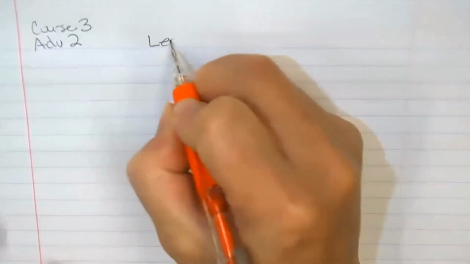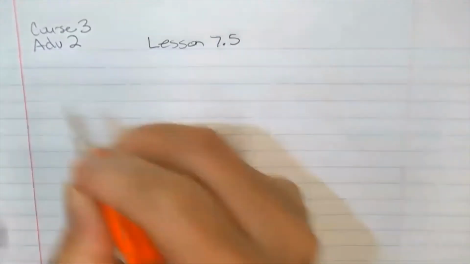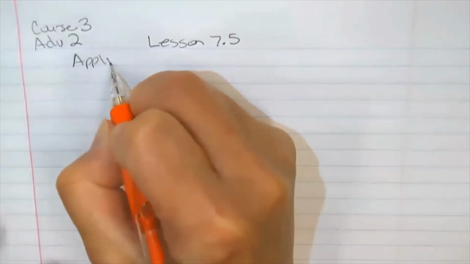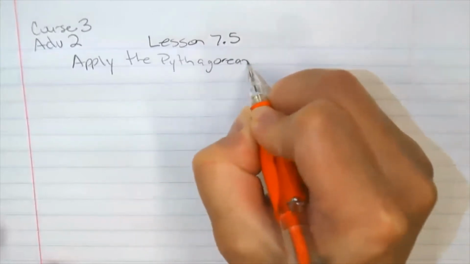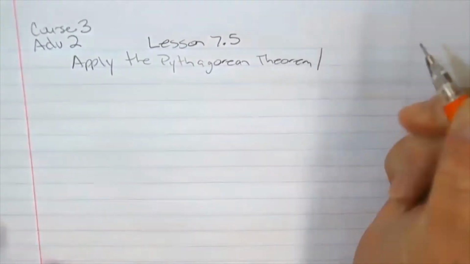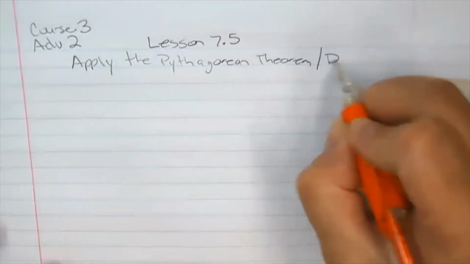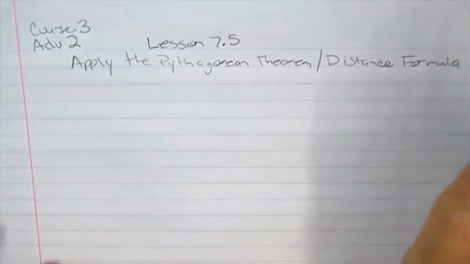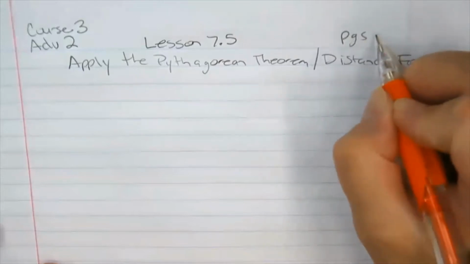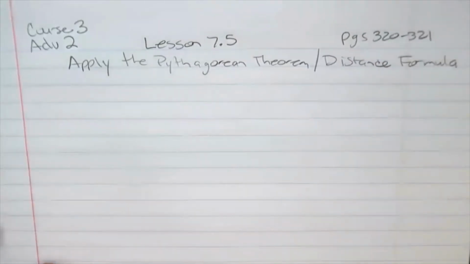Okay, if you are in 7 Excel, we are working from the Advanced 2 textbook. If you are in Math 8, we are working from the Course 3 textbook. We are doing lesson 7.5, which is applying the Pythagorean theorem. We're going to be applying the Pythagorean theorem to the distance formula as well. It can be found on pages 320 to 321.